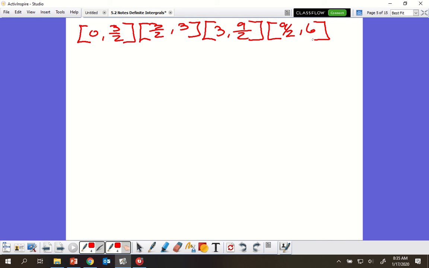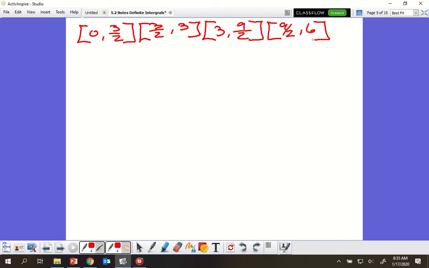By the name of midpoint, what do you think we're going to be using? Okay, midpoint formula. If the left Riemann sum means in each interval use the left number, and a right Riemann sum means in each interval use the right number, the midpoint formula finds the middle in between, right? Okay, that's what we're doing.